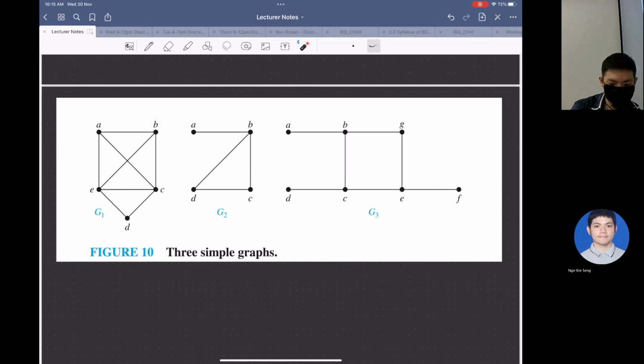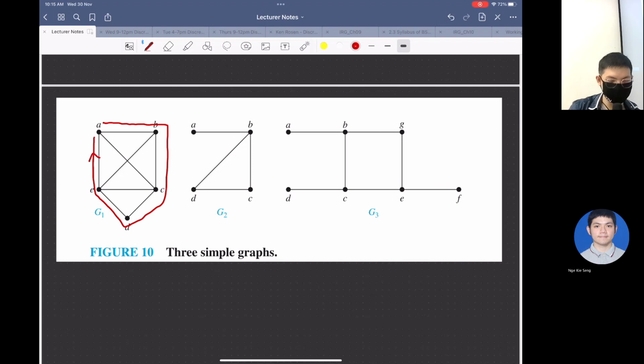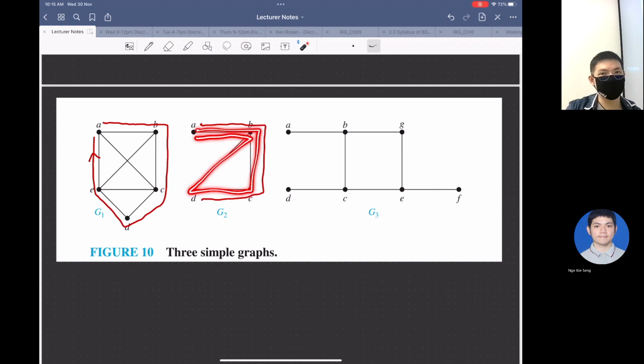Does G1 have any Hamilton circuit? Yes. So go from where? A, B, C, D. Okay, this one is the most direct one. How about G2? Only a Hamilton path. Okay, so A, B, C, D, E. Because for any circuit, you need to go back to A or come out from A, so you need to pass this AB twice. You cannot avoid revisiting B.